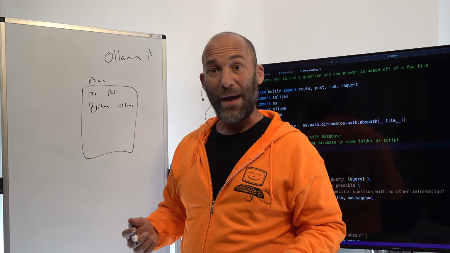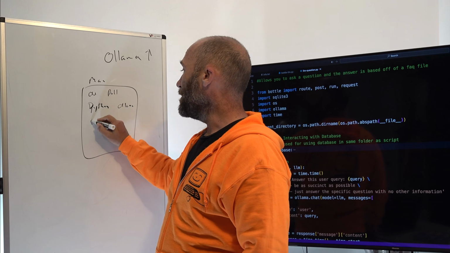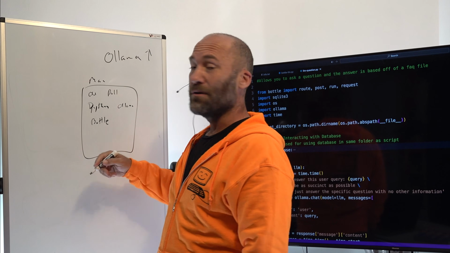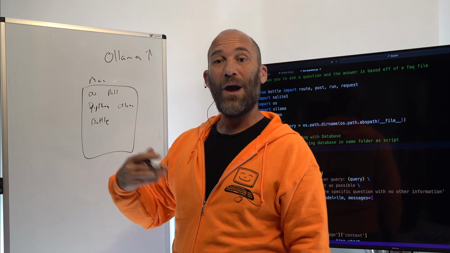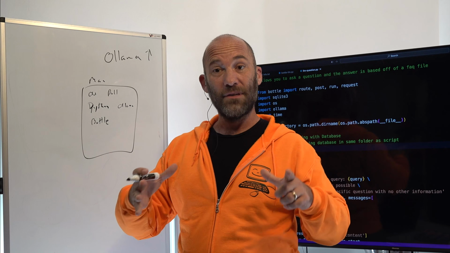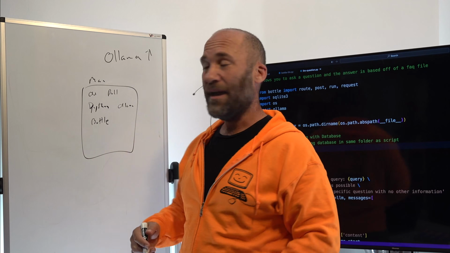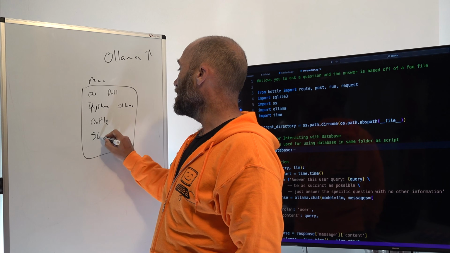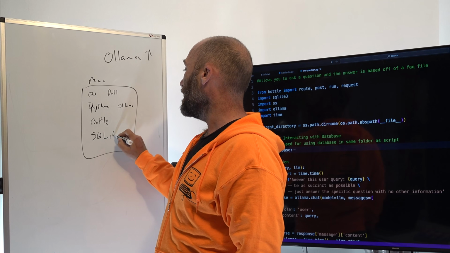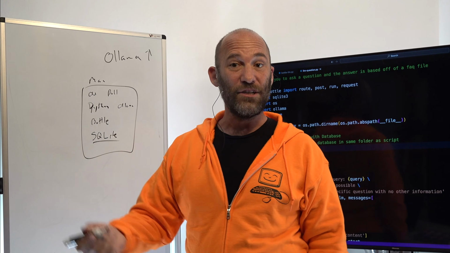If you want to do the web app, though, you're going to need to use Bottle or whatever you prefer. Bottle is the web app framework. That's what allows us to actually use Python as a web server. So that's what presents the page to us. And then we are also going to be using SQLite. SQLite is a relational database.